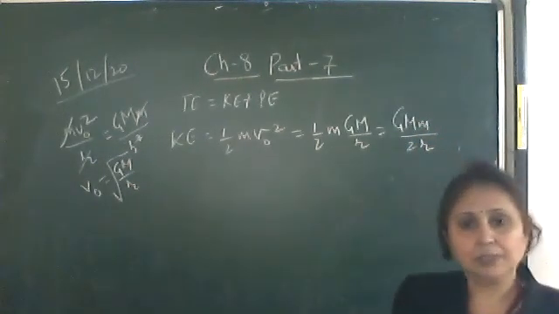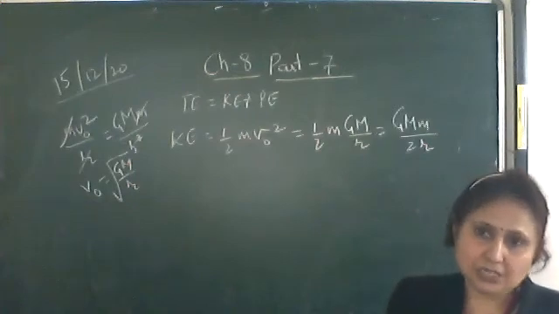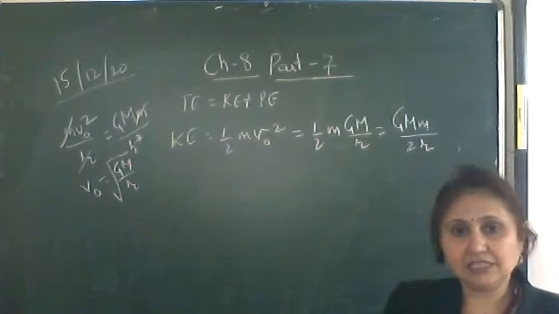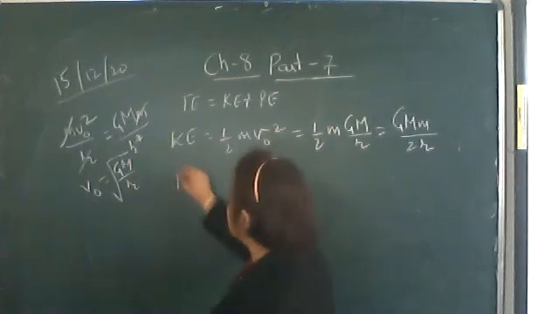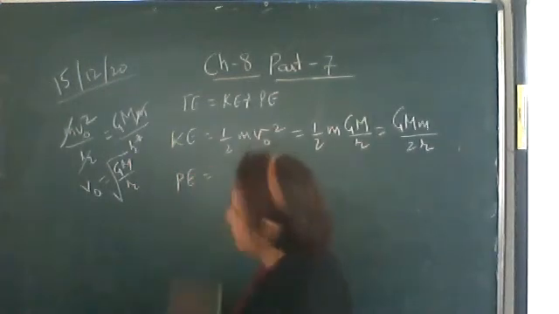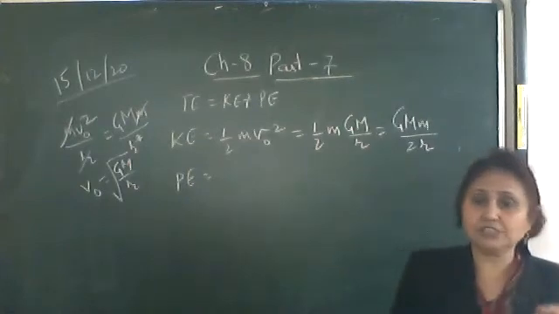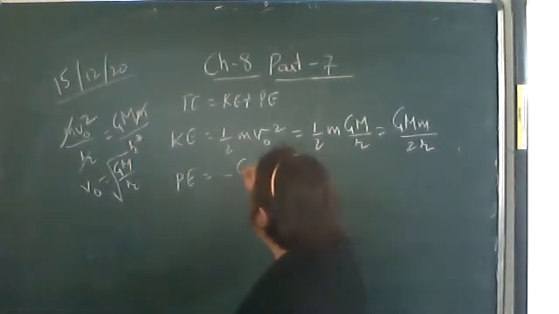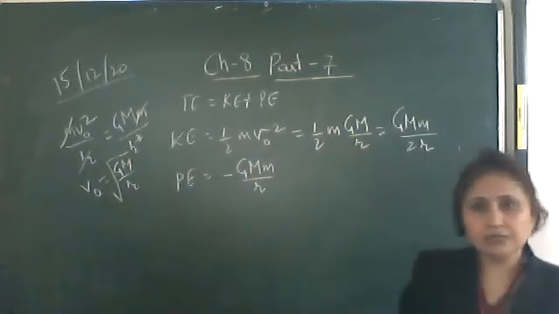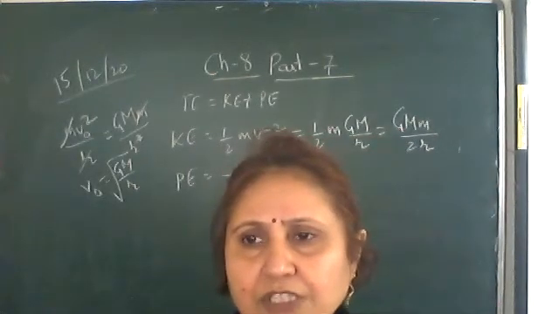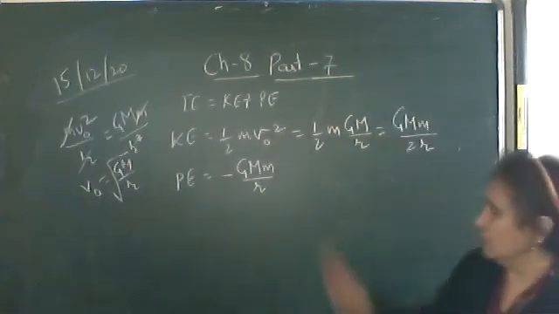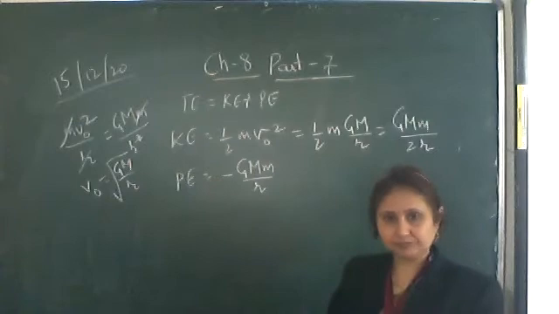Also, the satellite possesses potential energy. As it is in the gravitational field of the Earth, it possesses potential energy, and the expression of gravitational potential energy we have already determined, which is equal to minus GMm upon r. No need to derive it once again. What is this negative sign indicating? That the gravitational force is attractive.